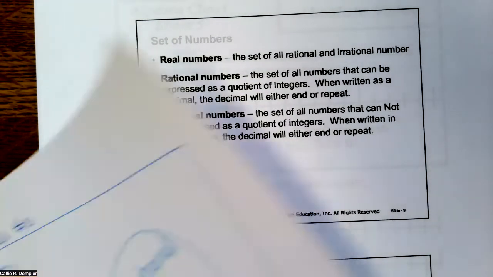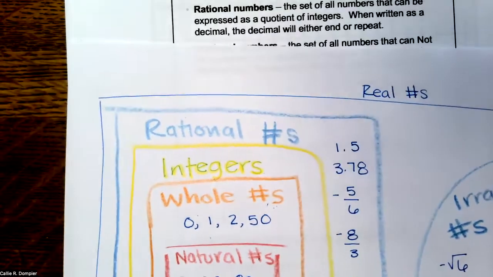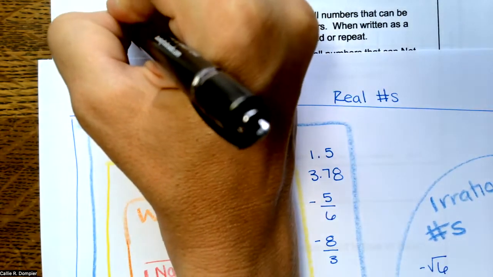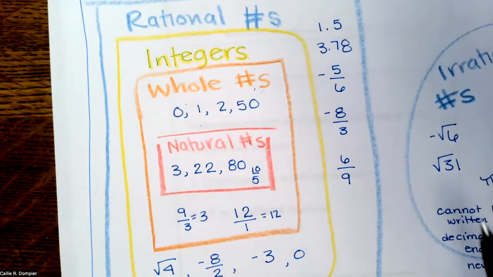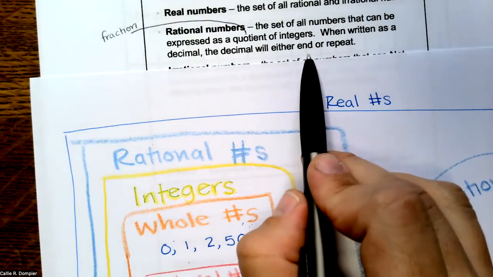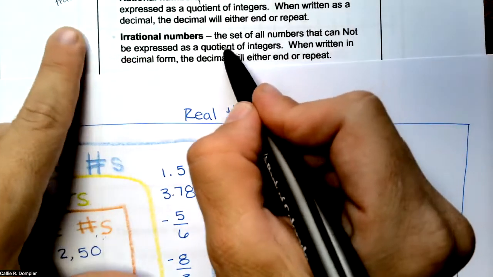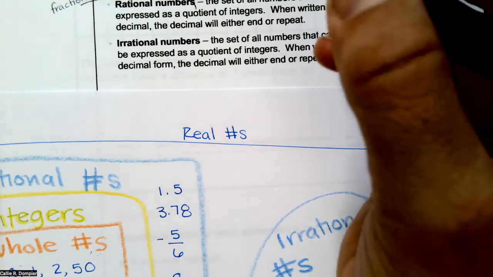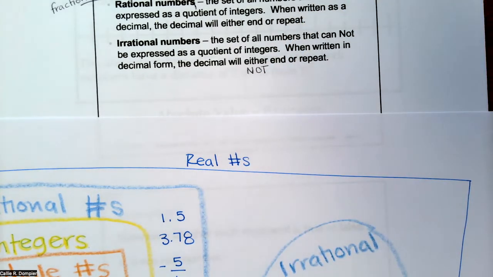Real numbers is all, so let's look at this. Real numbers is all rational and irrational numbers. Rational numbers are the set of all numbers that can be expressed as a quotient of integers. A quotient of integers means a fraction, because quotient means divide, fraction means divide. Integers means negative and positive numbers that don't have decimals or fractions. When written as a decimal, the decimal will end or repeat. Irrational numbers are all numbers that cannot be expressed as a fraction or as a division problem. When written in decimal form, the decimal will not end or repeat. That was a mistake earlier, I apologize.